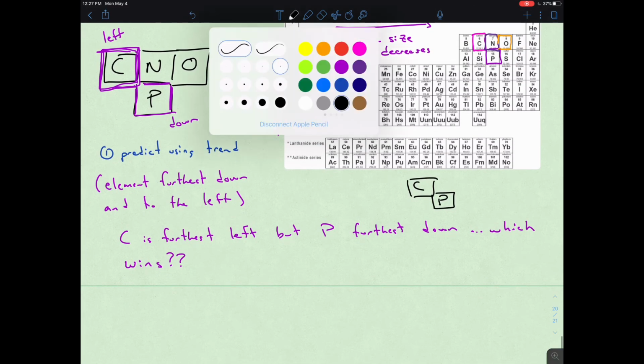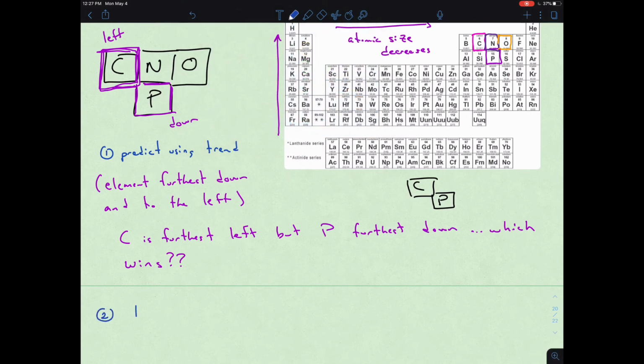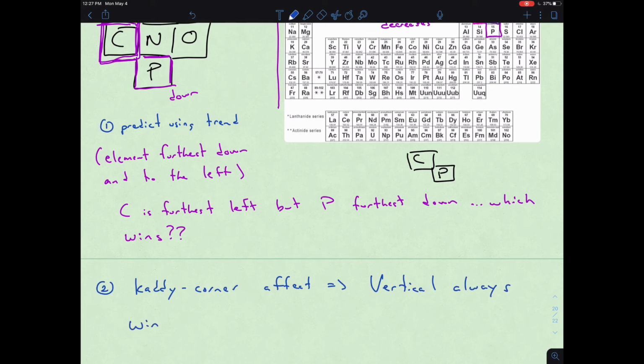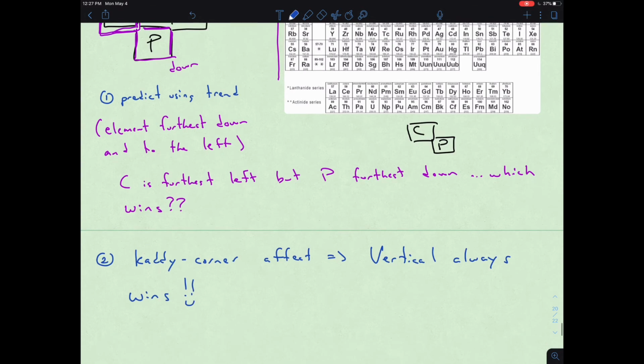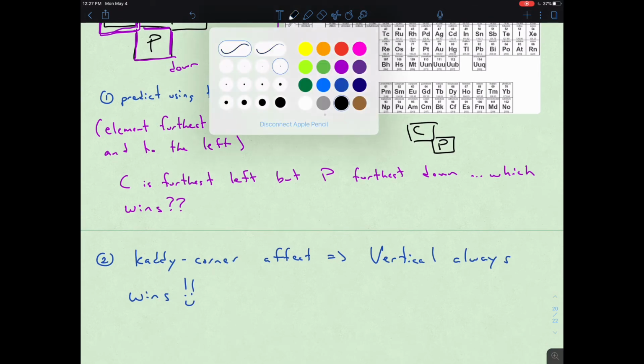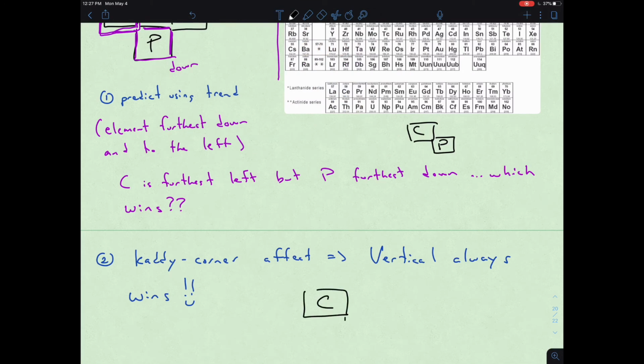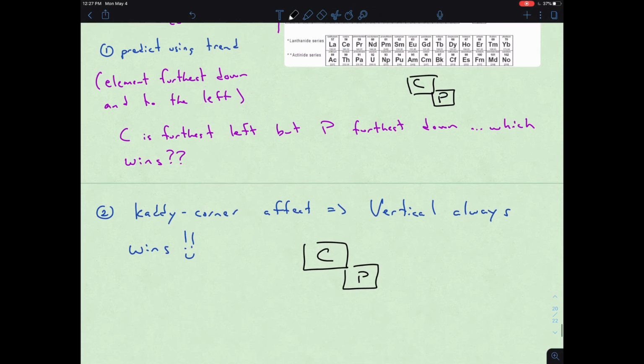And so, in terms of that Catty Corner effect, I don't know why I keep saying that because I always call it Catty. Catty Corner effect: vertical always wins. So that means in looking at our two elements, carbon and phosphorus, it's the phosphorus that's going to win.